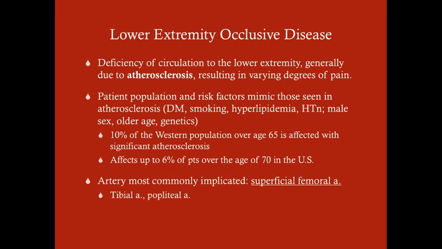And with lower extremity occlusive disease, we see this in up to 6% of patients over the age of 70 in the United States. The artery that's most commonly implicated is the superficial femoral artery, particularly as it's going through the adductor canal. You can also see it in the tibial artery and in the popliteal artery, but it's most commonly in the superficial femoral artery.